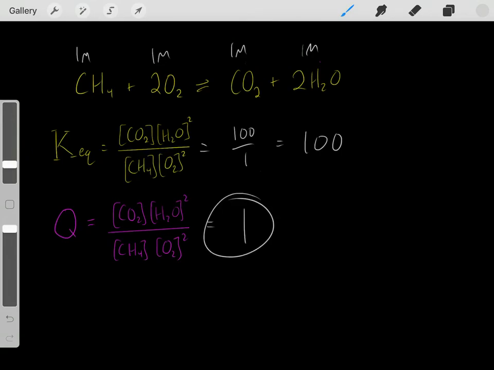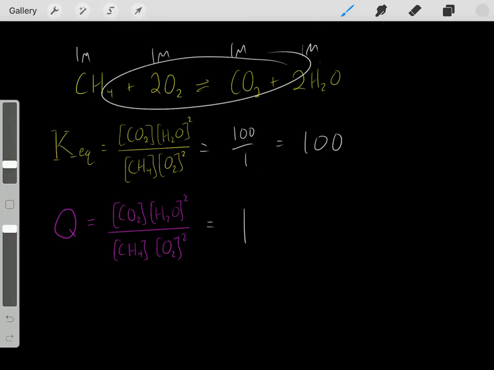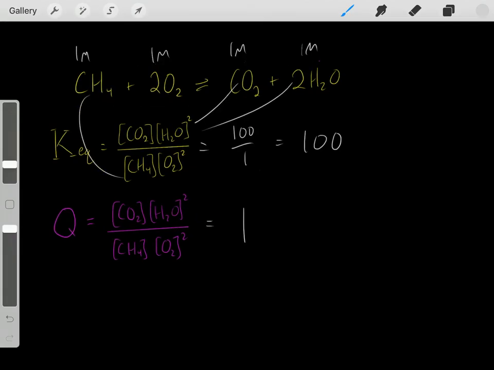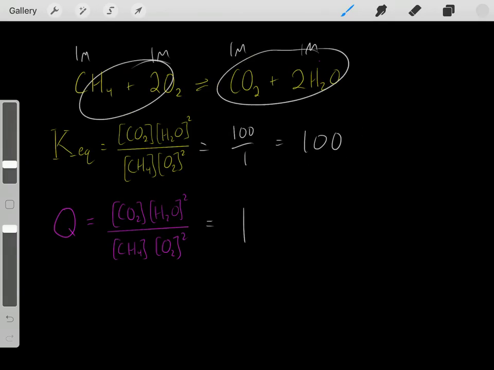And this tells us this reaction is on its way towards equilibrium. It's not currently at equilibrium, but it's going to keep on reacting until it reaches equilibrium, and once we've reached equilibrium and we plug in those concentrations, that's when we'll get 100, because we'll have relatively more products than reactants.